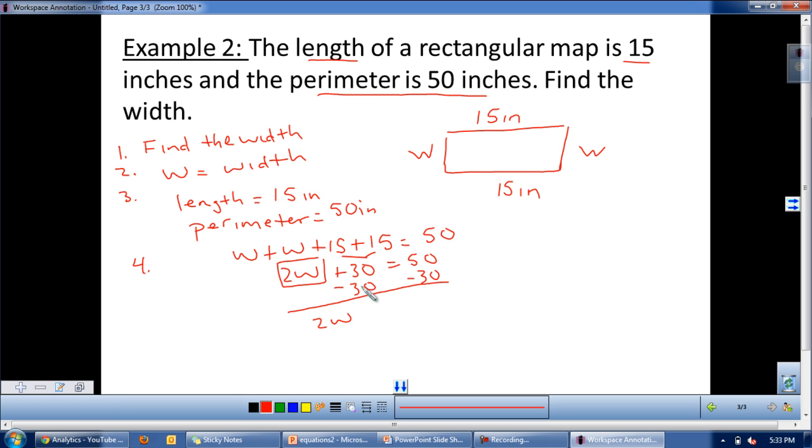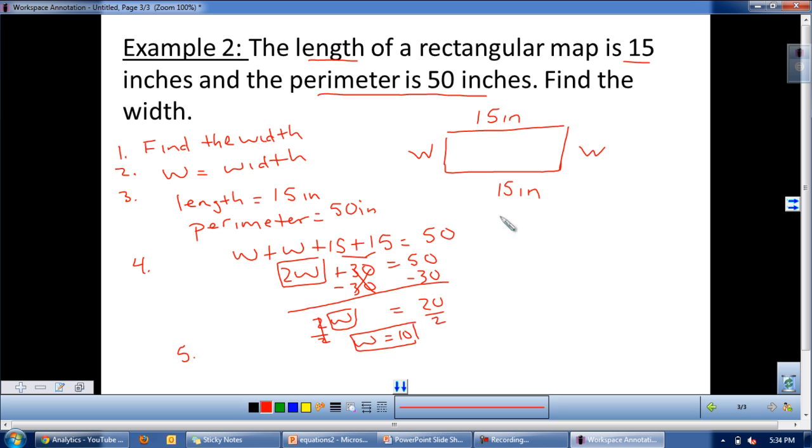Bring down 2W. Those cancel out. Bring down the equal sign. 50 minus 30, that's 20. Now we are going to circle or box W, and we need to undo this multiplication of 2. And that is, we need to divide both sides by 2. Simplify, W is equal to 10. We solved our equation. So this is step 5.